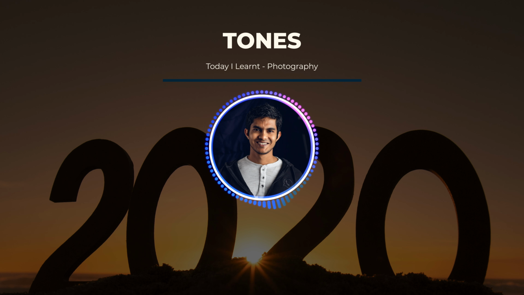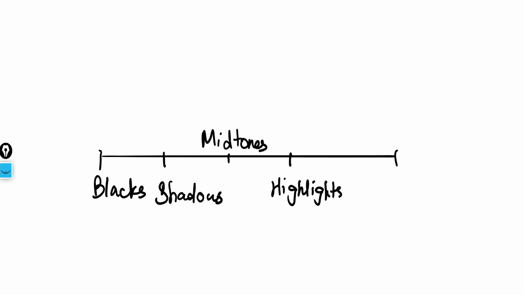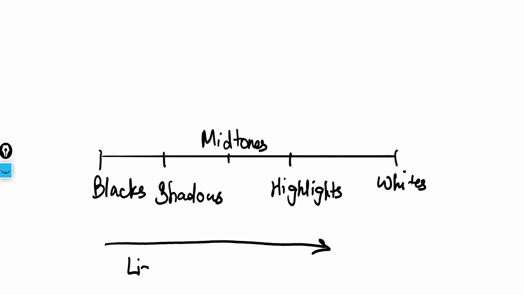So your image can have blacks, shadows, midtones, highlights, and whites, and these different regions are basically the different tones in your image. So if you look at the range of different tones you can have, on the left side you have all the blacks, right? And then as you move on, you get your shadows. And here you have your midtones. The highlights, and then the whites. So as you can see, the amount of light increases from the left to the right.